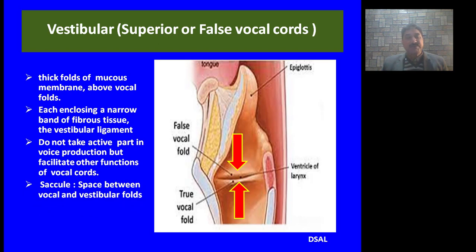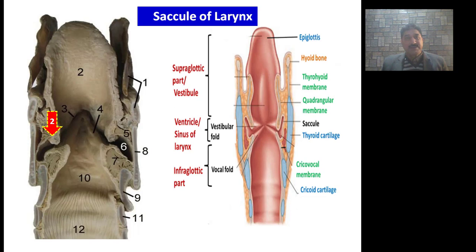The saccule is a space between the vocal and vestibular folds. It is lined by respiratory epithelium. It is rich in mucous glands. The mucus secreted by these glands trickles down and lubricates the vocal cords. In this anatomical specimen, arrow 2 represents the vestibular fold, and arrow 3 represents the vocal fold.